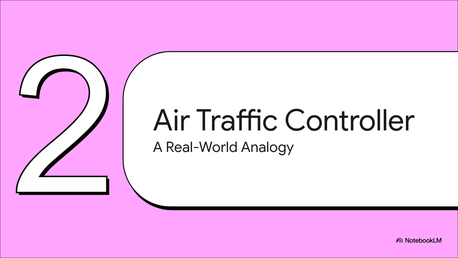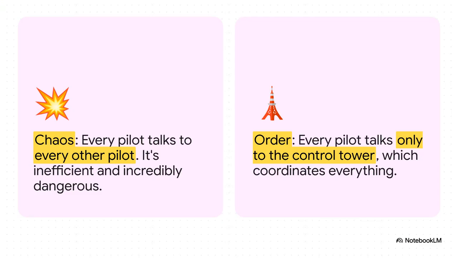So how in the world do we fix this? Well, to find the solution, let's actually step away from code for a second and think about a different kind of complex system: an airport. This leads us to, honestly, the perfect analogy: the air traffic controller. Just imagine an airport with no control tower. It would be absolute chaos, right? Every single pilot would have to talk to every other pilot to figure out who's landing, who's taking off. It's just not going to work.